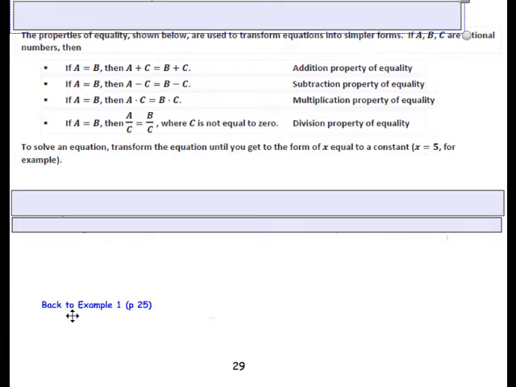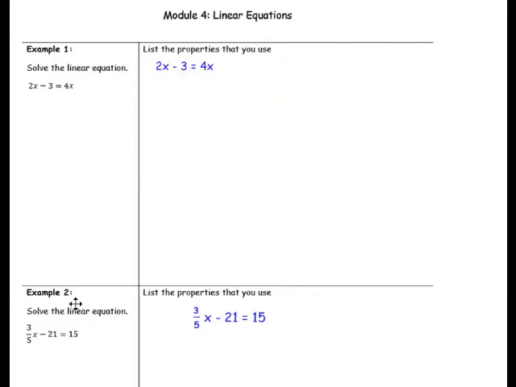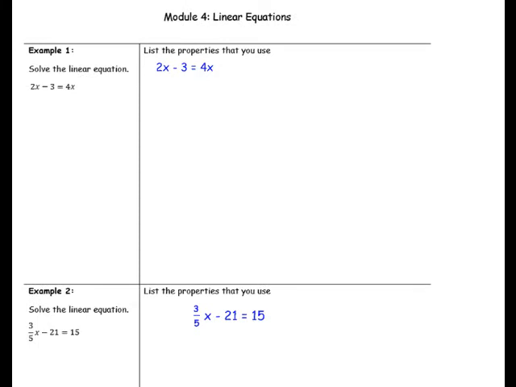Let's go back to example 1 on page 25. Example 1. Solve the linear equation 2x minus 3 is equal to 4x. List the properties that you use. First, copy the equation on the right side of the page. Remember that our goal is to get the variable alone on one side of the equation. Right now, we have two terms that have the variable.